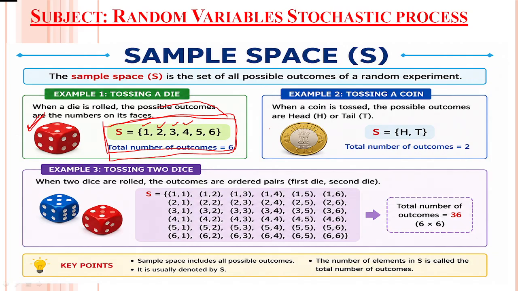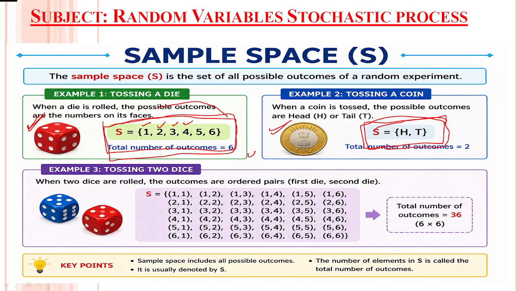So if you consider a coin, what are the possible outcomes if you toss a coin? You may get a head or tail, only 2 outcomes. So this set of possible outcomes is called a sample space.